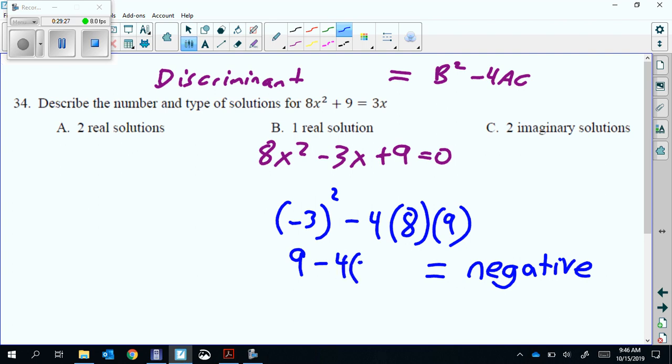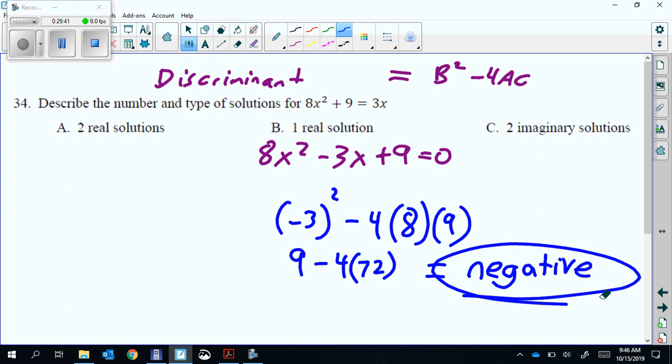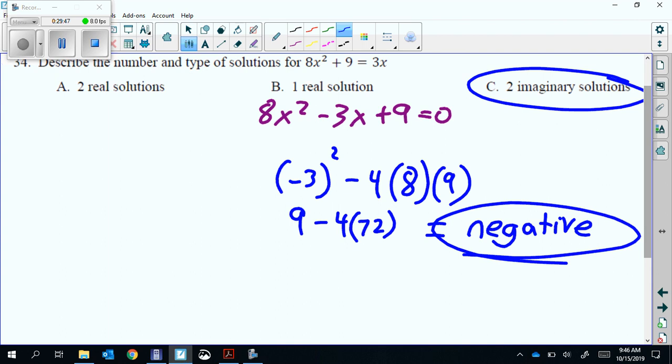4 times 72 is 288. So that's a negative number. 9 minus 288 is definitely negative. So since that is negative, that means that you get 2 imaginary solutions. If it was positive, you would get 2 real solutions. And if it was 0 instead of positive or negative, that would be 1 solution. Positive is 2 real solutions. Negative is 2 imaginary solutions. 0 is 1 real solution.